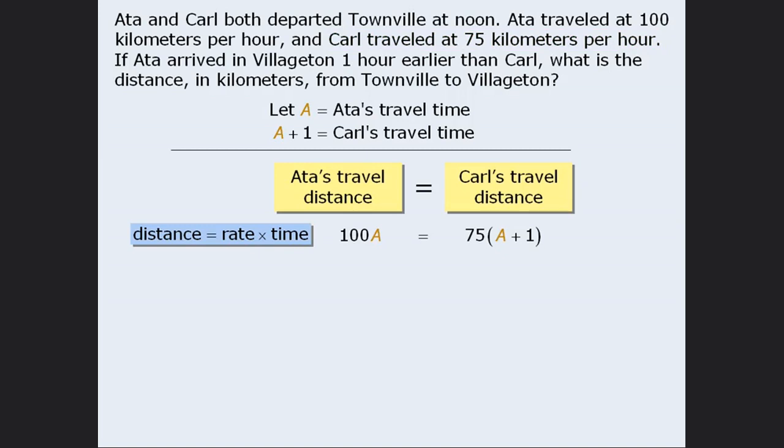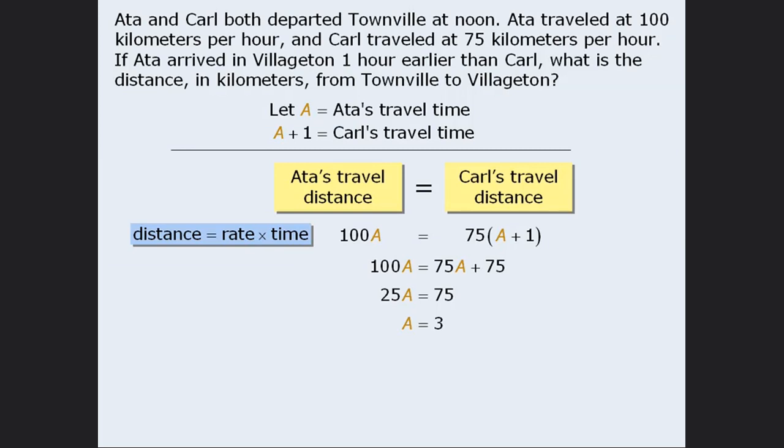First, we will expand the right-hand side, then subtract 75a from both sides, and then divide both sides by 25 to get a equals 3. This tells us that Ada's travel time was 3 hours.